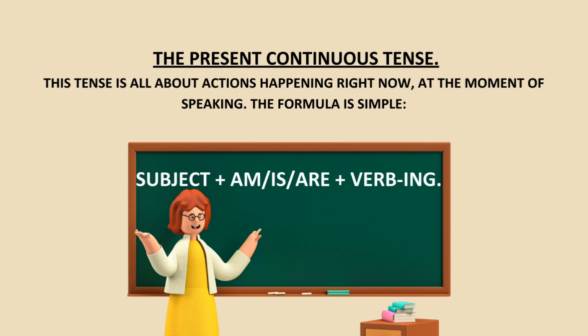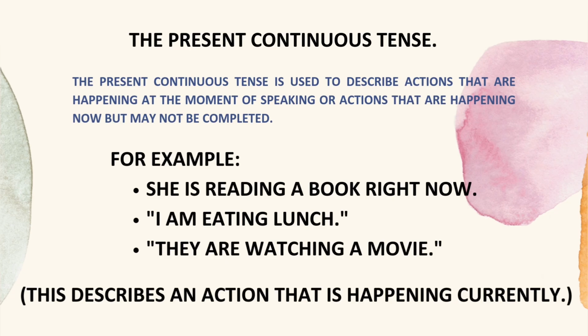Now let's move on to the present continuous tense. This tense is all about actions happening right now, at the moment of speaking. The formula is simple: subject plus am, is, or are, plus verb-ing. The present continuous tense is used to describe actions that are happening at the moment of speaking, or actions that are happening now, but may not be completed.